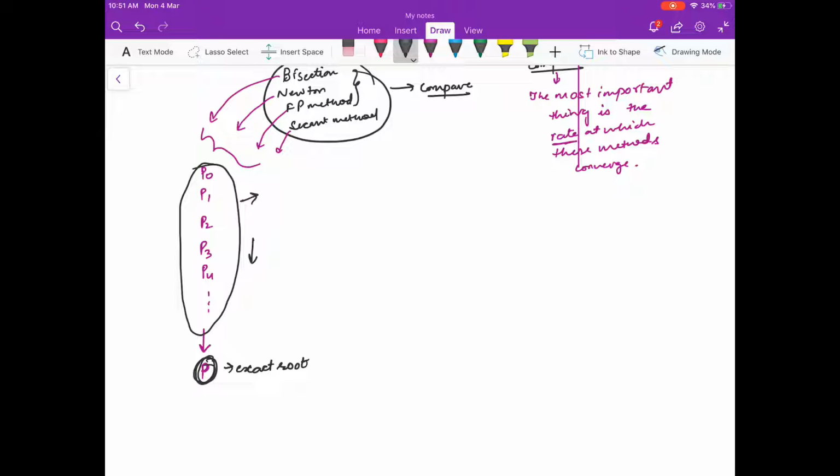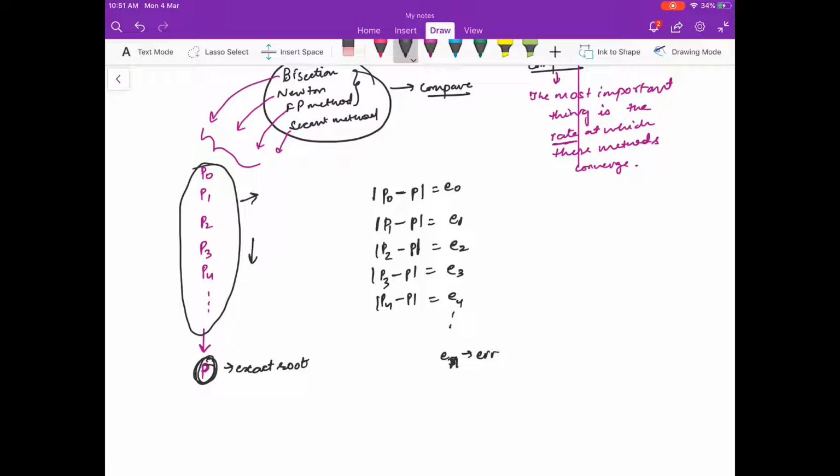For that, suppose P is your exact root and P naught is your first initial guess, then P1, P2, P3, P4, and if you subtract P from these, this is your error, E naught. Your iteration minus the exact root, this is your E1, this is E2, and this is E3, and this is E4, and so on. So basically En is error at nth iteration.